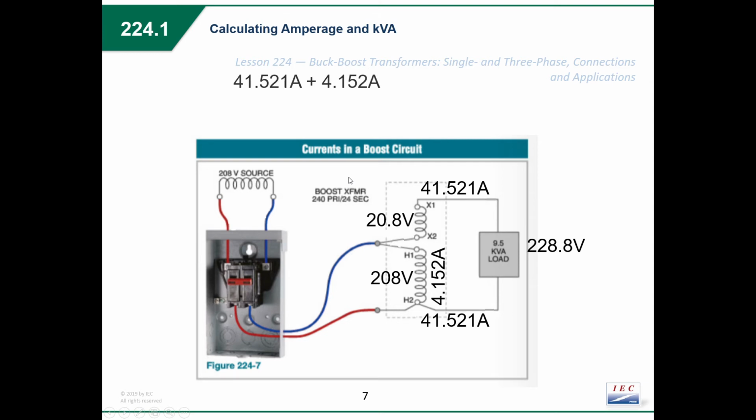So there again, 41.521 plus 4.152 equals 45.673. So now our entire circuit conductors are seeing 45.673 amps, right?